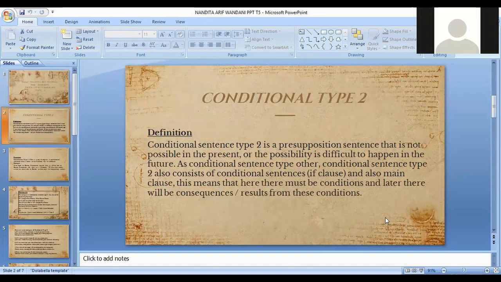Conditional type 2. Definition. Conditional sentence type 2 is a presupposition sentence that is not possible in the present, or the possibility is difficult to happen in the future. Conditional sentence type 2 also consists of an if clause and a main clause. This means that there must be a condition, and later there will be a consequence or result from this condition.